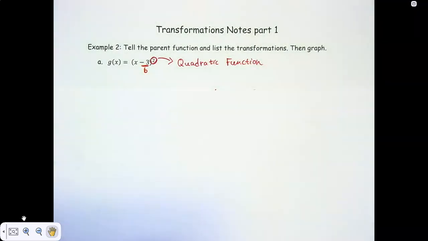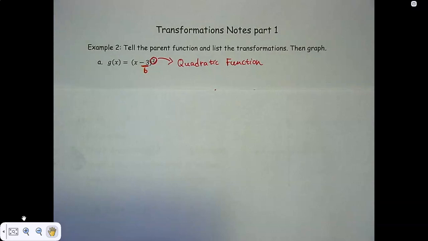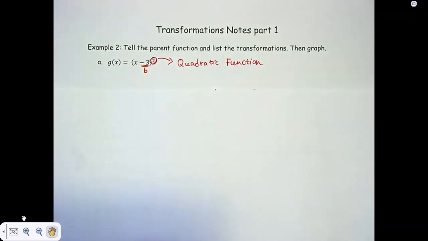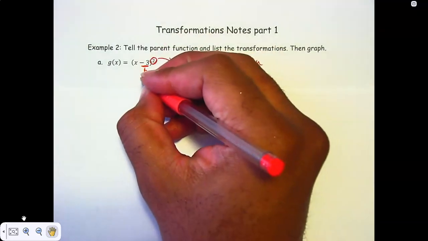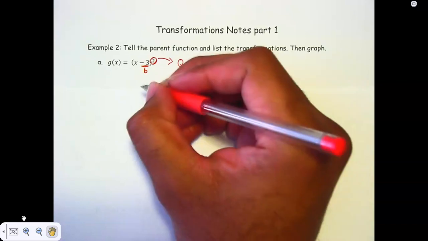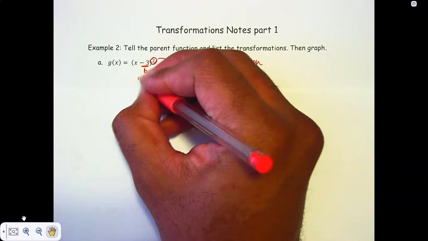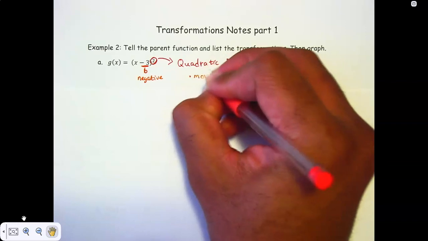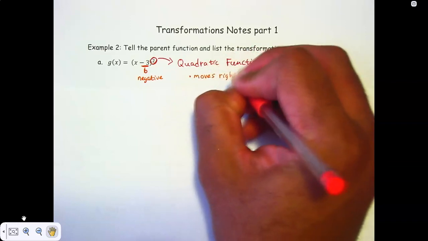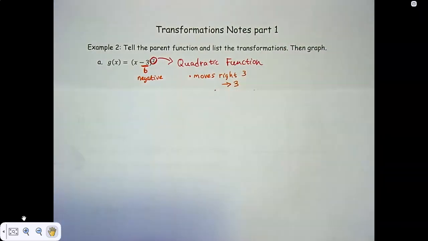All right, so here b is a negative. So remember, it goes opposite of what you think. If it's positive, it goes to the left. If it's negative, it goes to the right. It's opposite of what you think. All right, so this is negative, so this moves right 3. And also you can do it like this too. And there's no other transformations. There's no C on the back or anything. So just that transformation there.